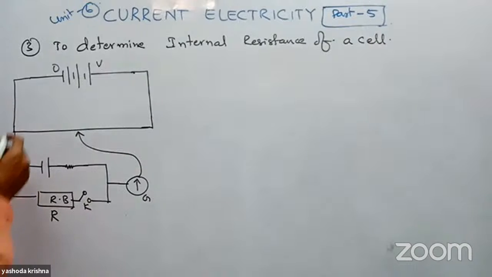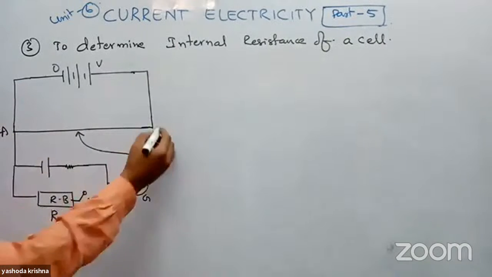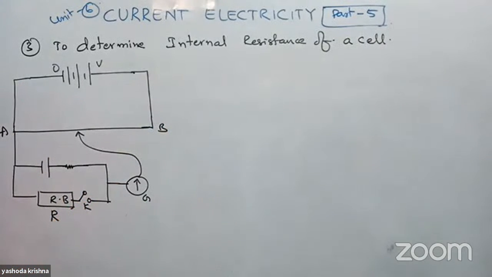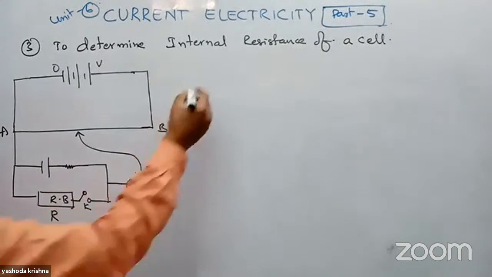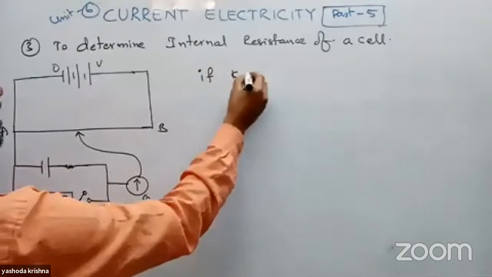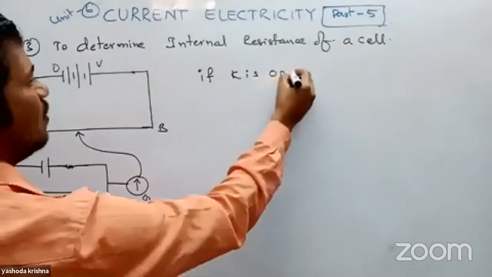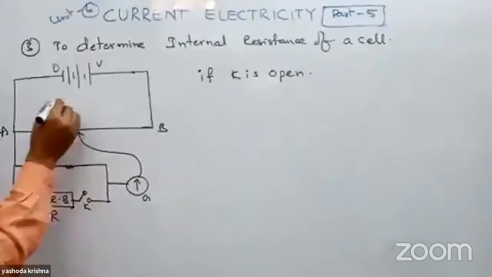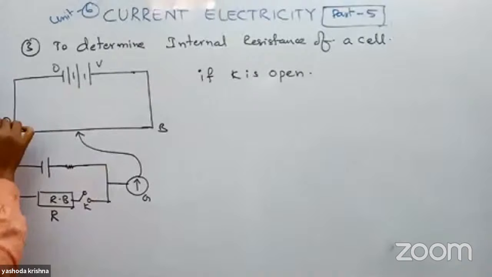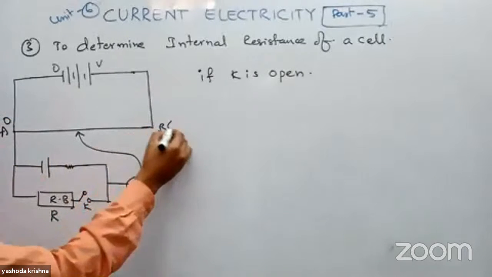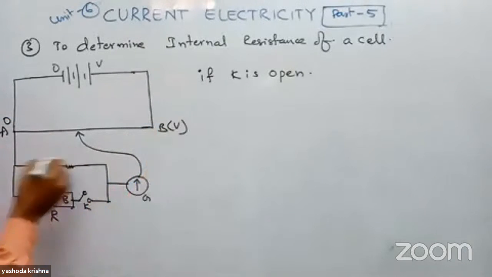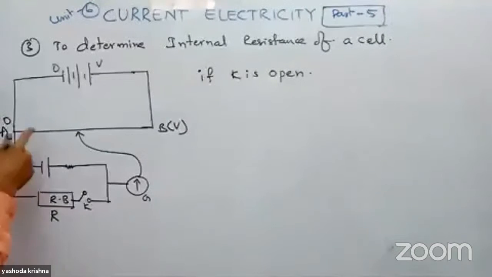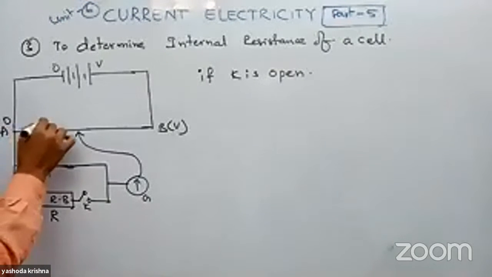This is point A, this is point B. If K is open, this is the primary circuit. Here the potential difference is 0, and here the potential difference V is there. For the total length L, the balancing lengths are L1 and L2. This one is L1.